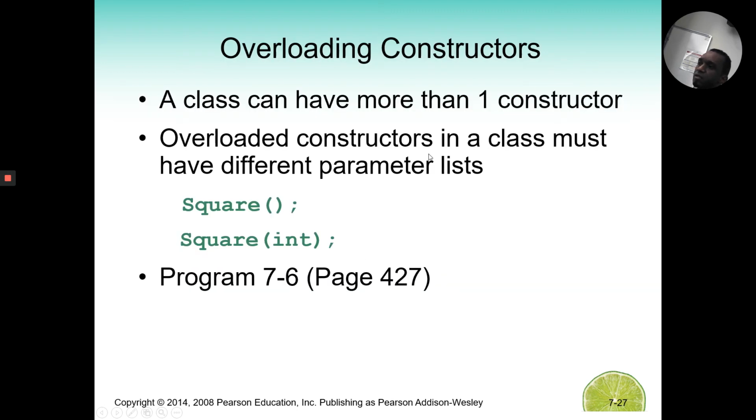Overloading constructors: a class can have more than one constructor. Overloaded constructors must each have a different parameter list. So you can have a square without a parameter, another square with just one parameter, another square with two parameters, with three parameters, with four parameters. This is what's called overloading.